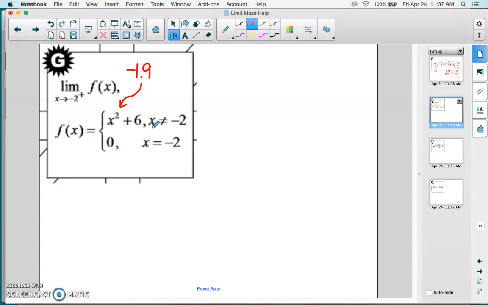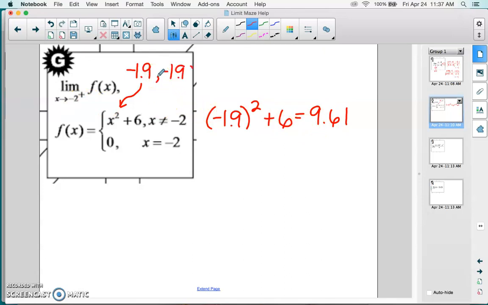And so if we plugged that in, negative 1.9 squared plus 6 would be 9.61. Okay, it's a very weird answer. And remember, we're doing a limit as we get closer to -2, so maybe this isn't the most accurate answer we could get. Let's try another.